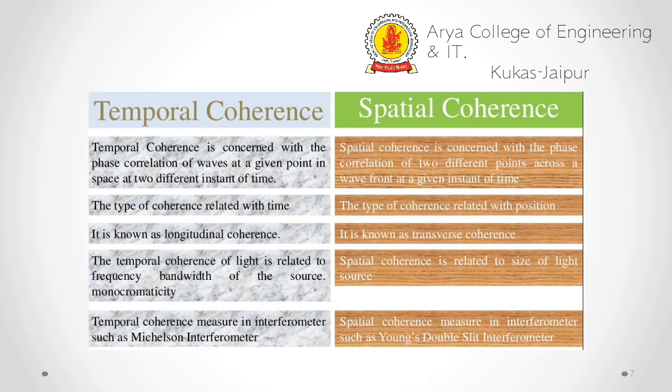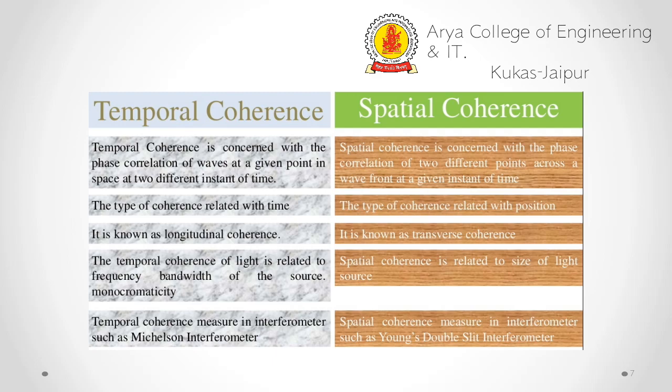It is related to directionality and uniphase wavefronts. Now let's discuss the difference between temporal coherence and spatial coherence. Temporal coherence is concerned with the phase correlation of a wave at a given point in space at two different instants of time. Spatial coherence is concerned with the phase correlation of two different points across a wavefront at a given instant of time.